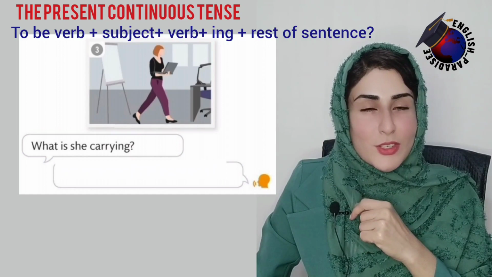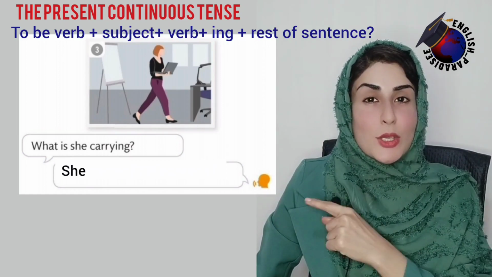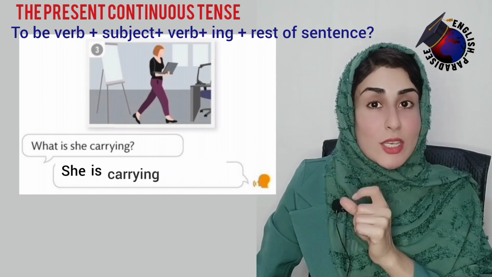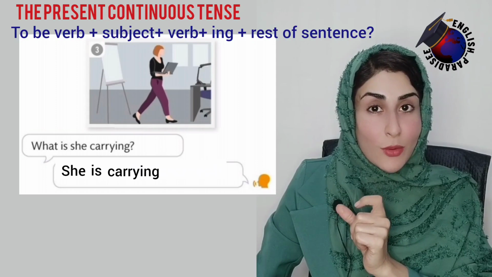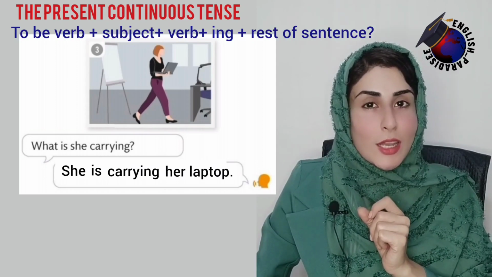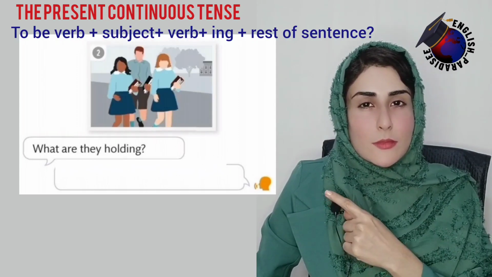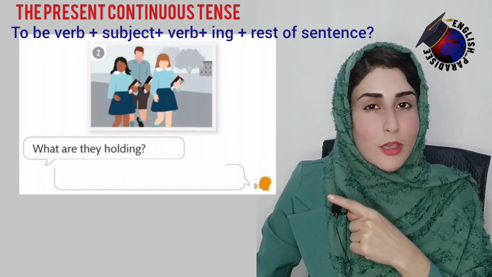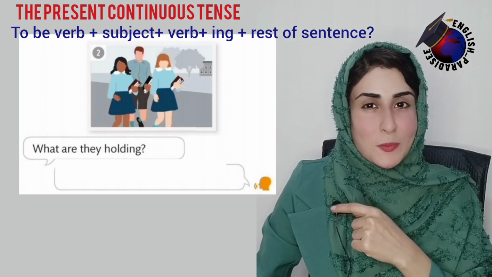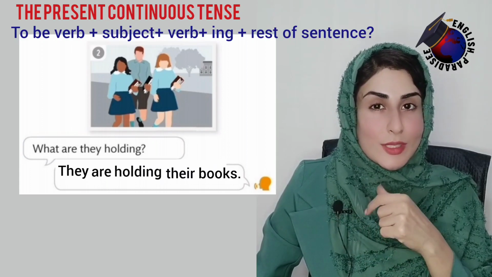What is she carrying? Look at the picture. It's a laptop, yes? She is, a to be verb is. She is carrying, verb plus ing, carrying her laptop. She's carrying her laptop. Okay? Now, what are they holding? Their books, yes? They are holding their books.